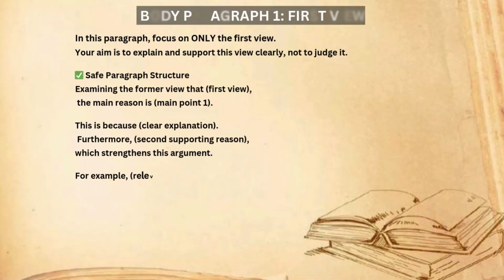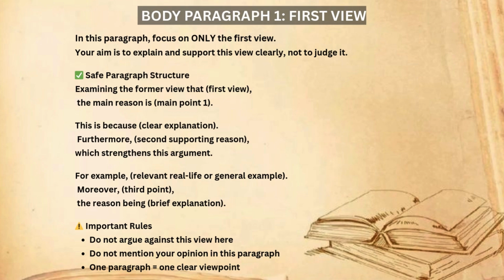Now we move to body paragraph 1, where we discuss the first view. In this paragraph, focus on only one viewpoint. Your job is to explain and support this view, not to judge it. Here is a safe structure you can follow. Examining the former view, that first view, the main reason is main point. Now, this is because clear explanation. Furthermore, second reason, which strengthens this argument.